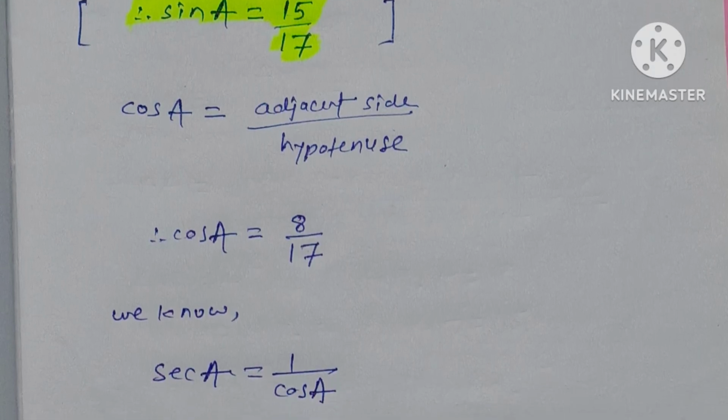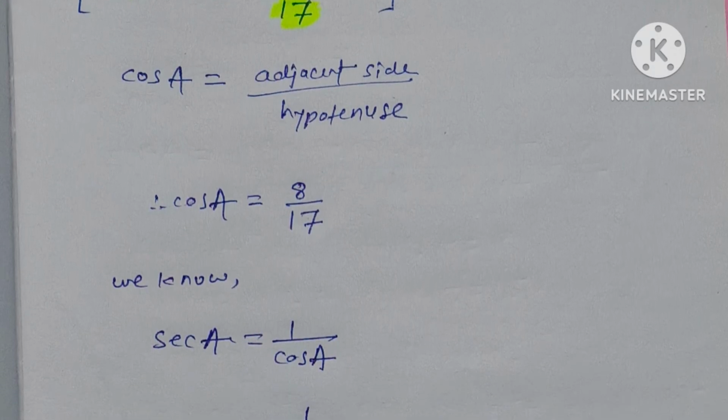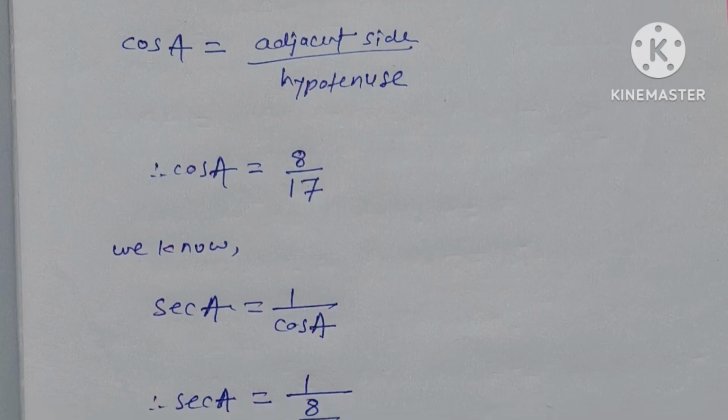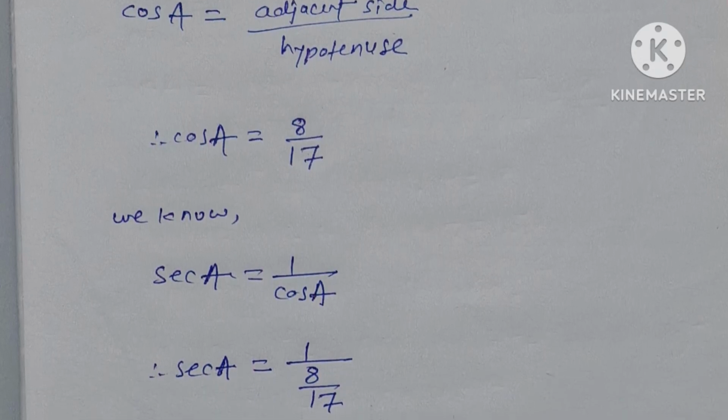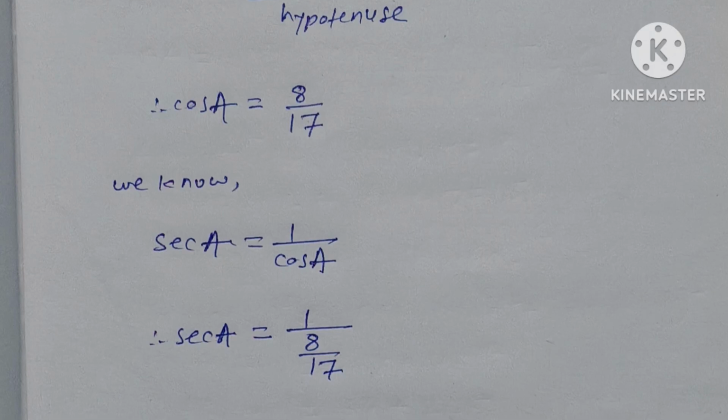The sine formula we already know, we'll be using the opposite side upon hypotenuse, and to find the cos value we'll be using the adjacent side upon hypotenuse.